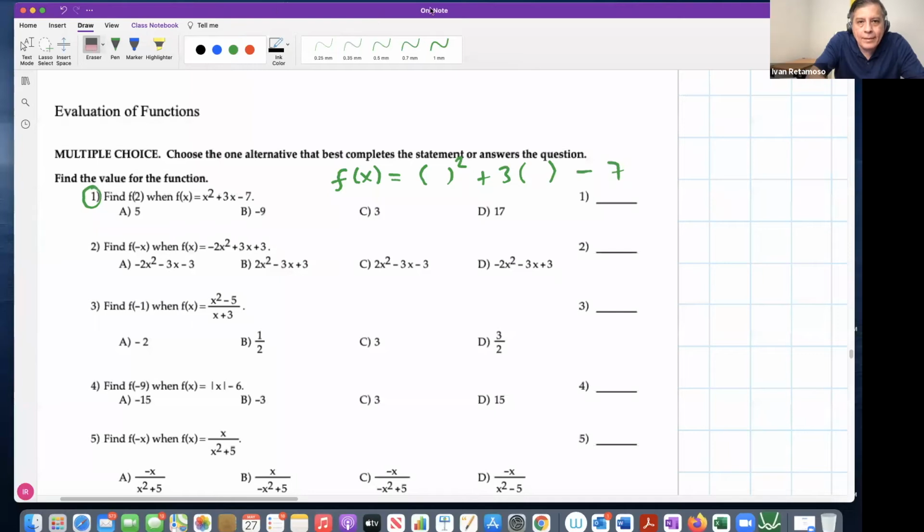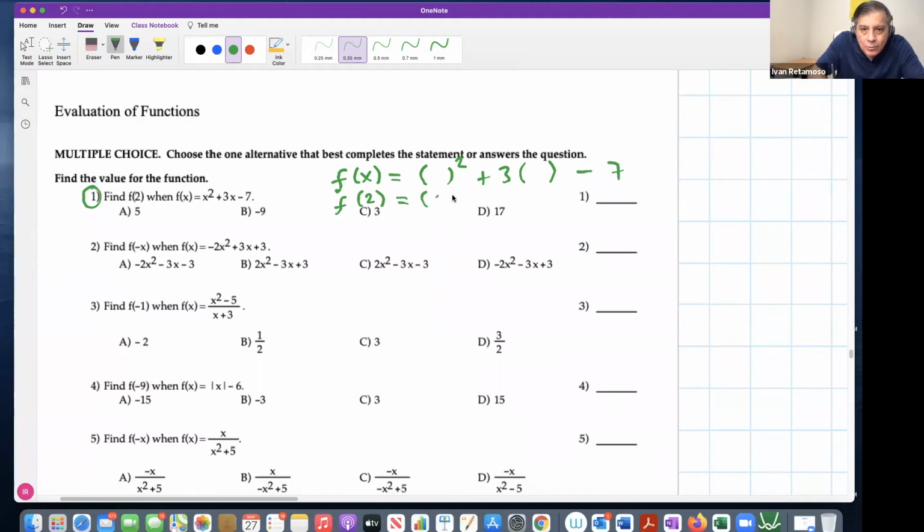Let's see. Eugene, very good. Excellent. Lucero, also great, very good, guys. Clara, also very good. They want f of 2, right? They want f of 2. So we're gonna do f of 2. That's how you read it.